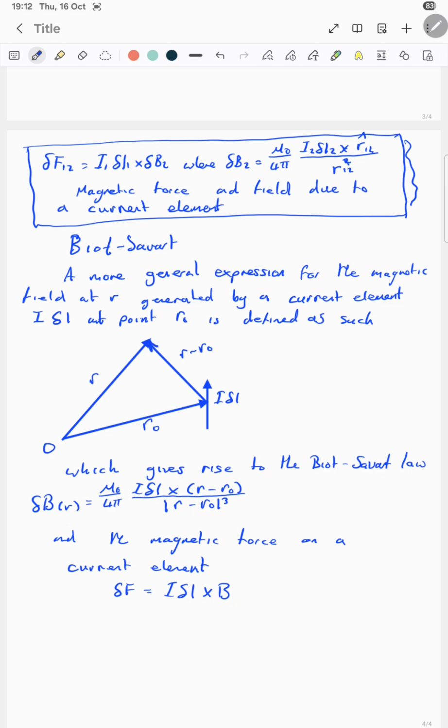The magnetic force and field due to a current element. Now the Biot-Savart law is a more general expression for the magnetic field at r generated by a current element at a point r0, and it's defined as such, diagrammatically here, which gives rise to the Biot-Savart law here. And the magnetic force on a current element is here. So that's that.